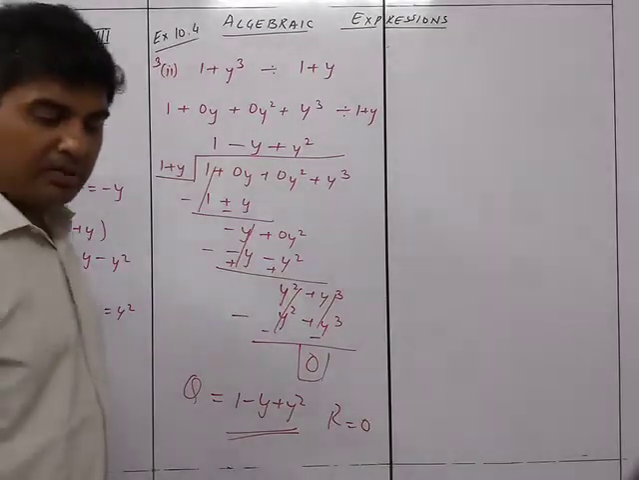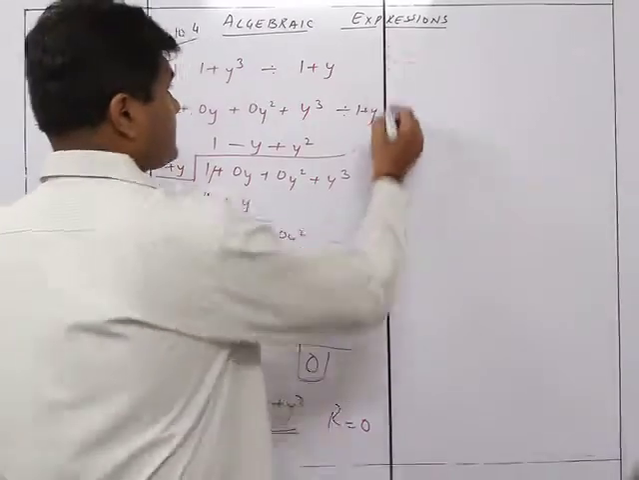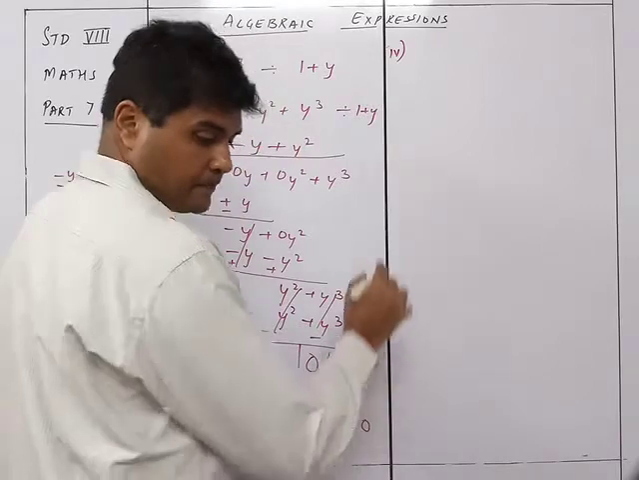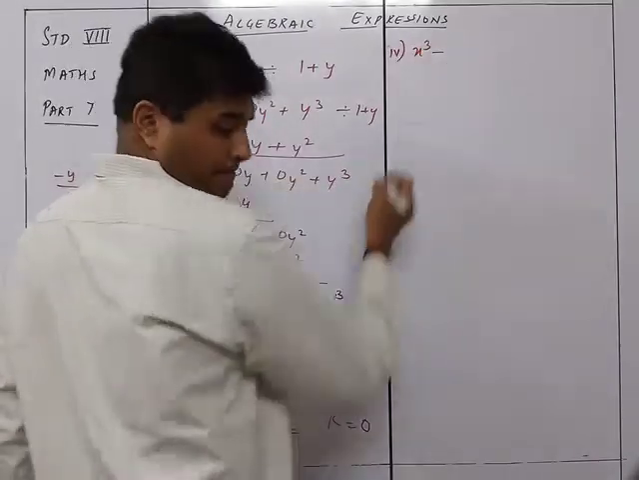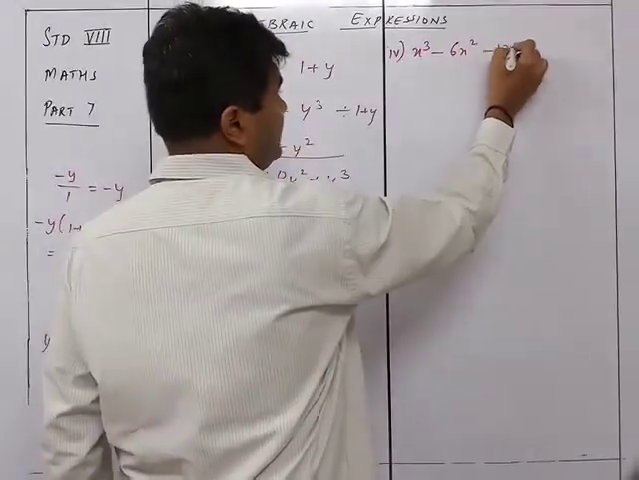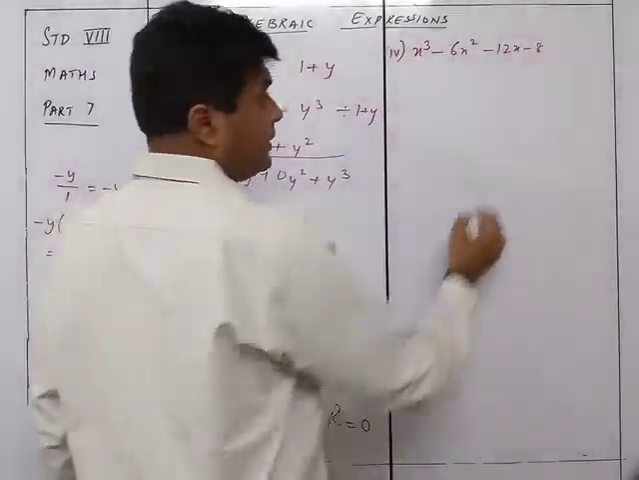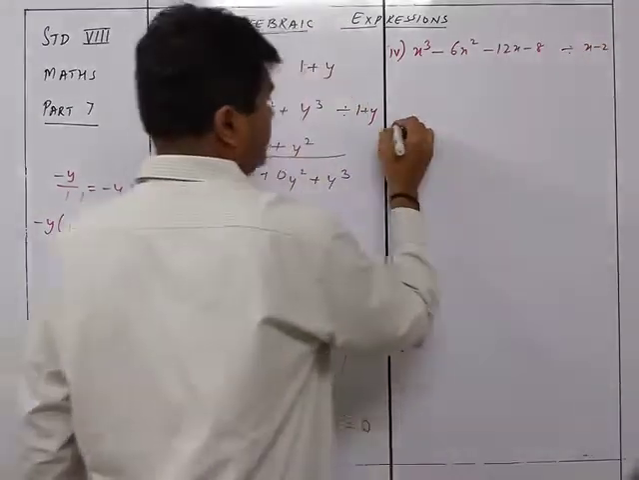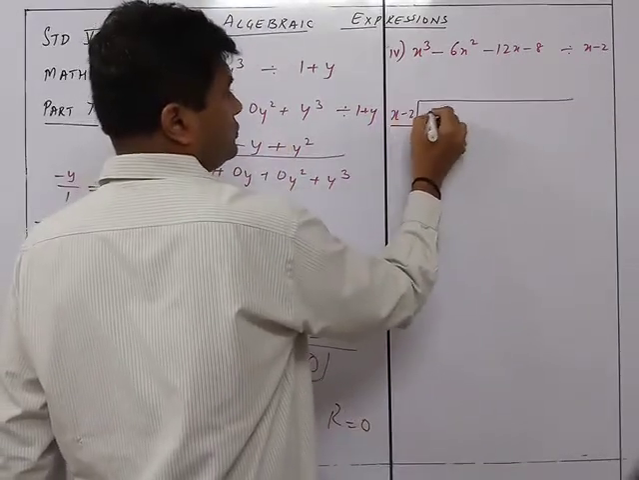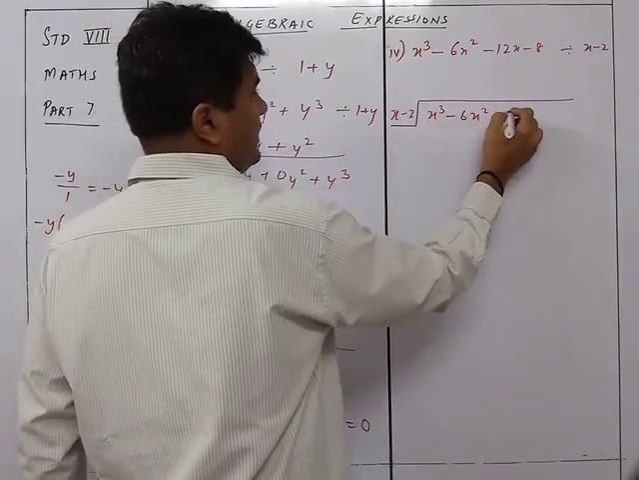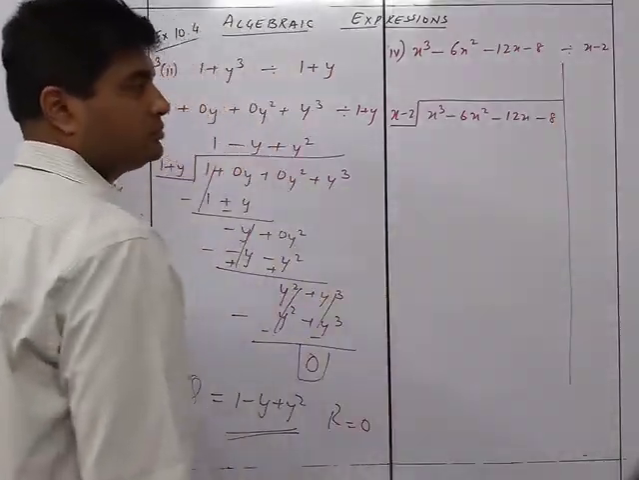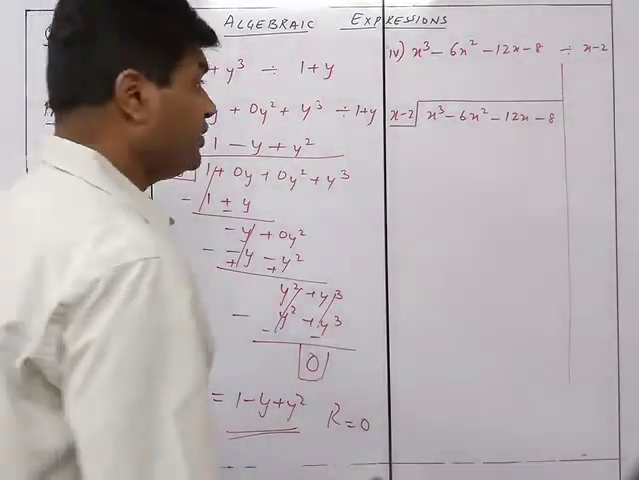Now we move on to sum number 3, part 4. X raised to 3 minus 6x square plus 12x minus 8 divided by x minus 2. So it is this way. X minus 2, x raised to 3 minus 6x square plus 12x minus 8. I'll keep this one part for our rough work.